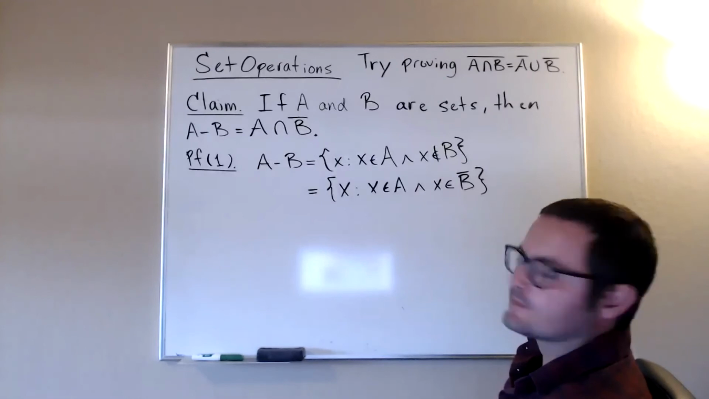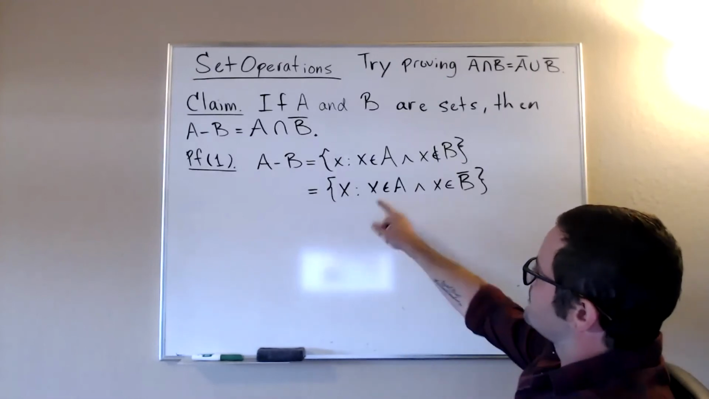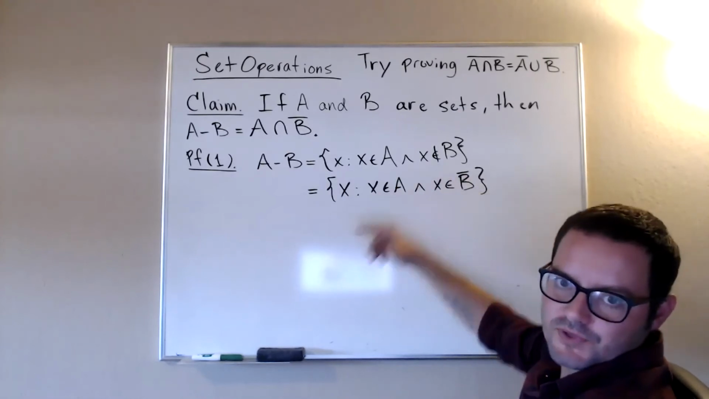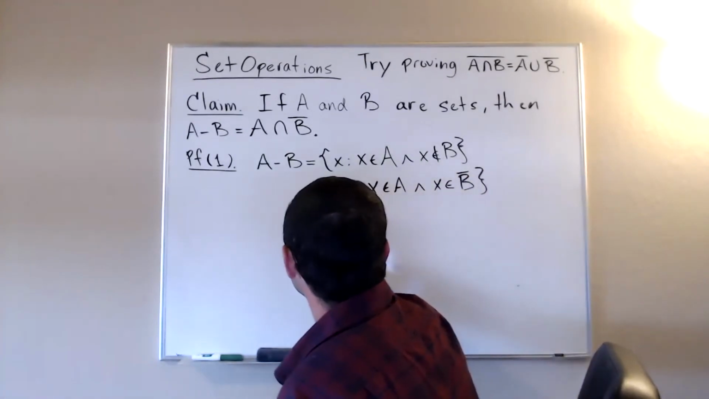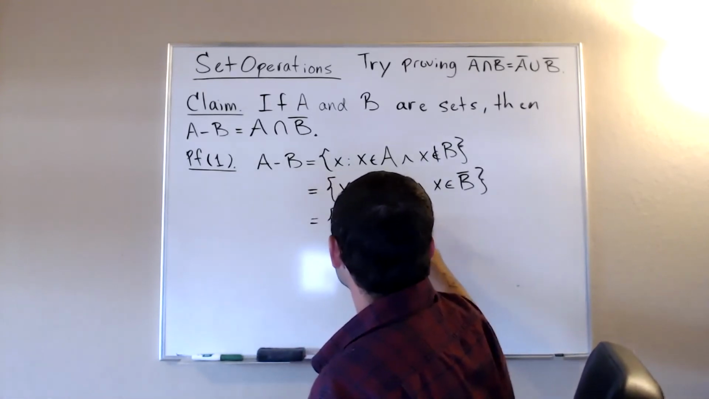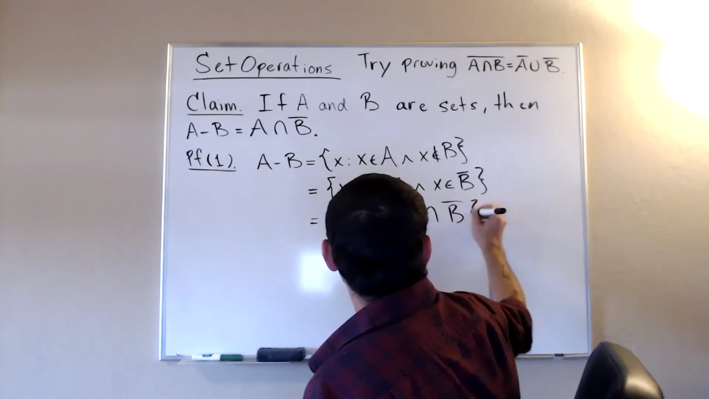Okay. Now here, we see that x being in one set and x being in another set is the same thing as being in the intersection. So x is in A intersect B complement, and then we're done.